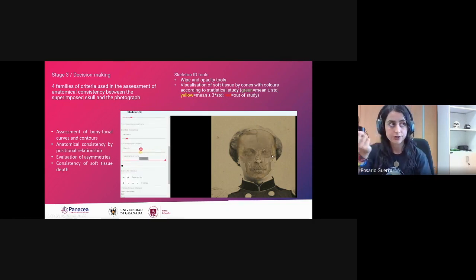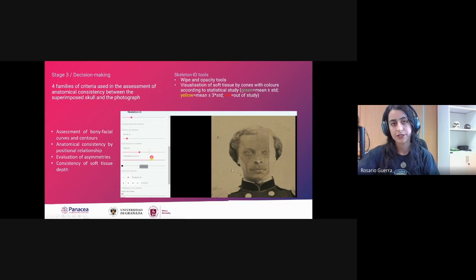these 3D colored cones, we can also assess the consistency of the soft tissue depth according to the facial soft tissue depth study that we are using, right? So yellow is in the mean plus minus 3 times the standard deviation, and green means that it's in the mean for that population.